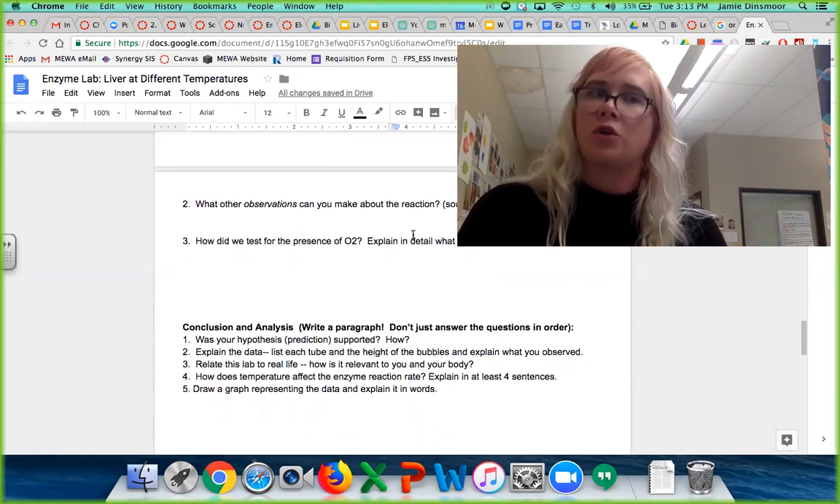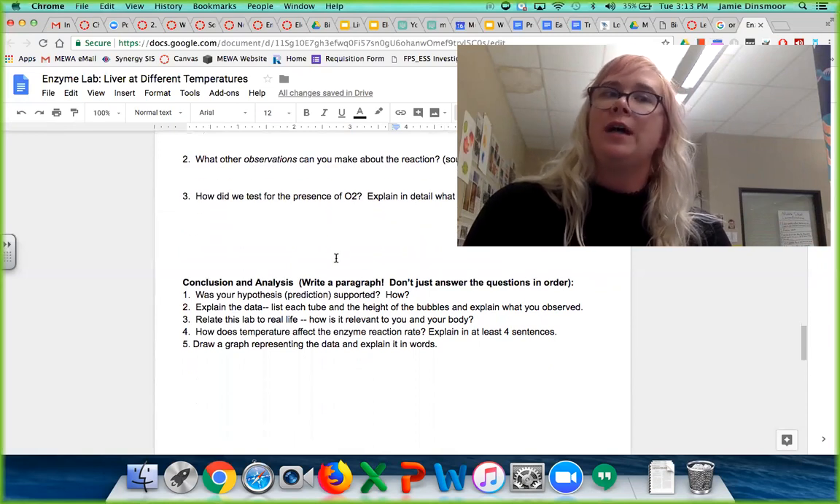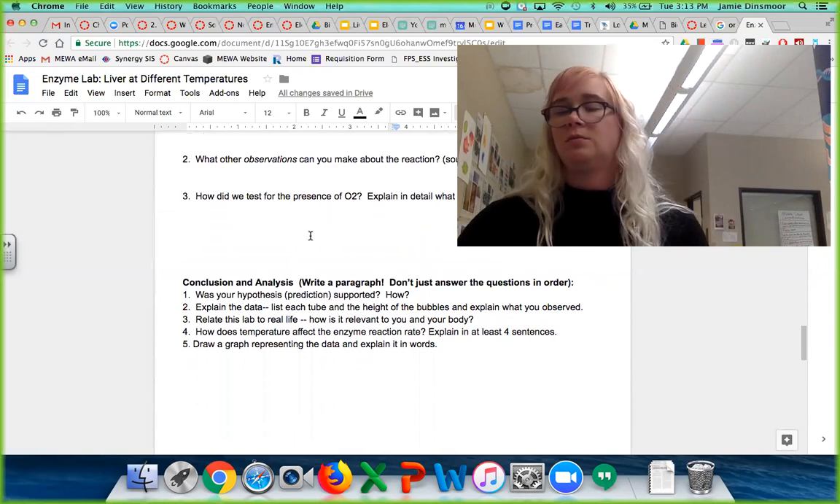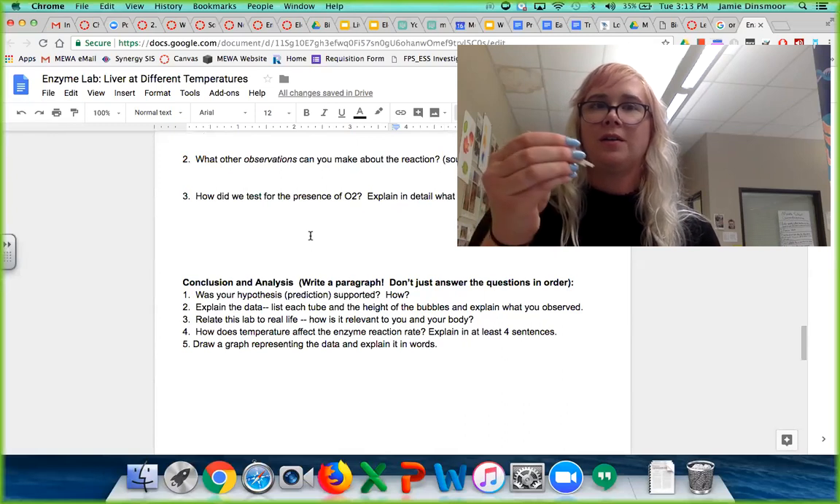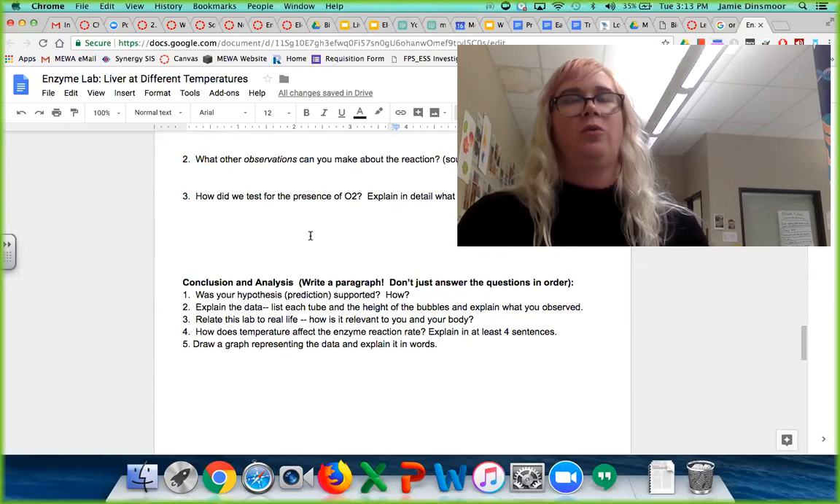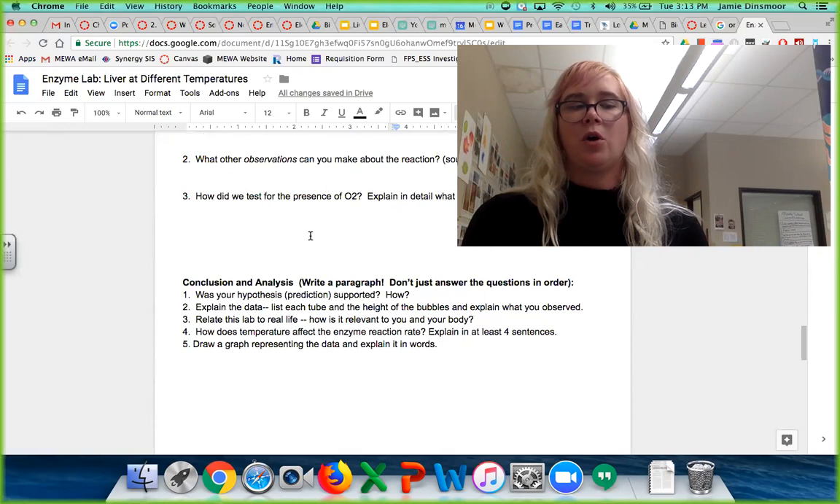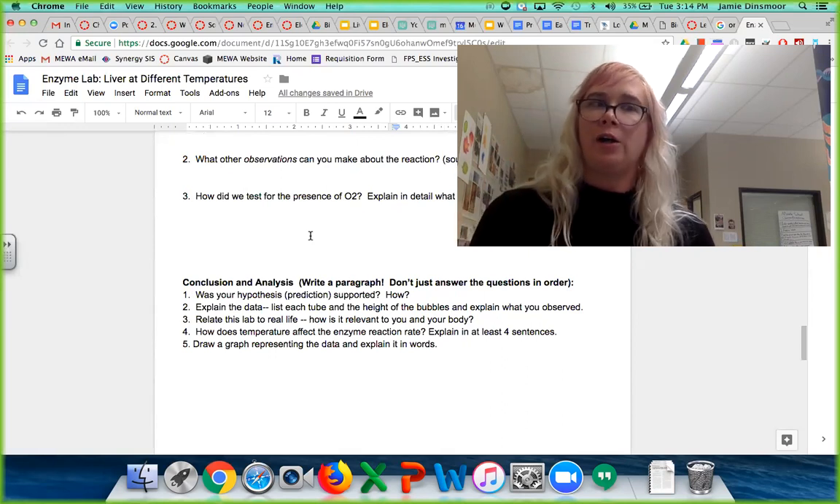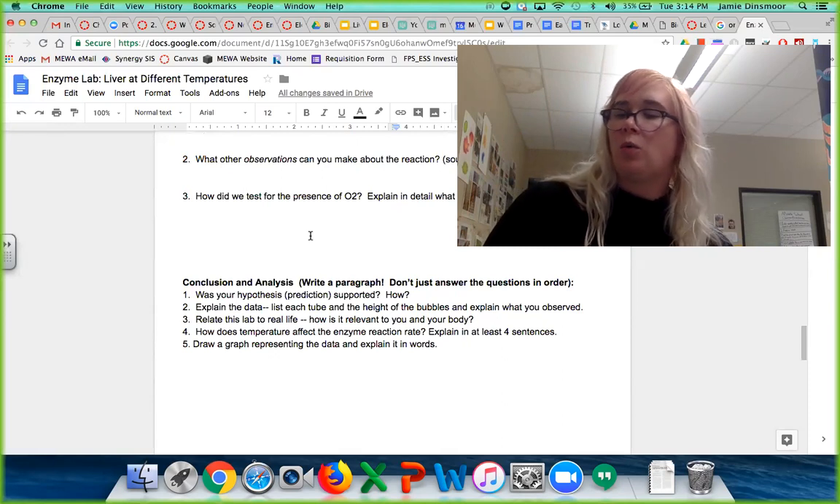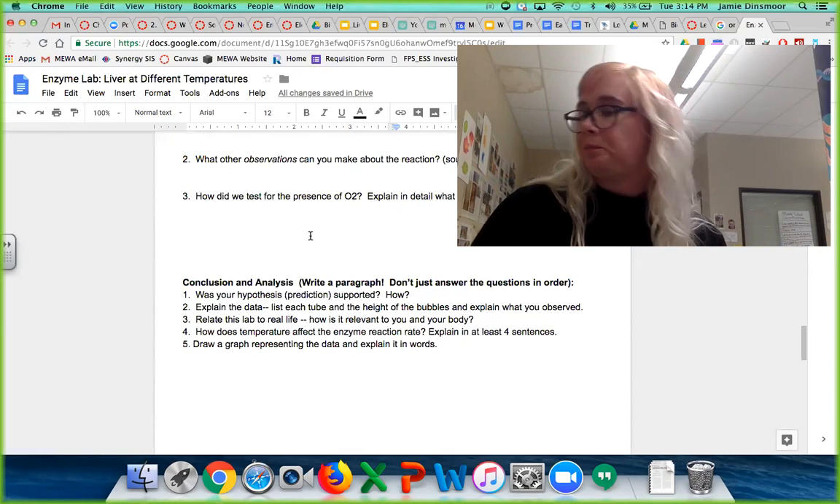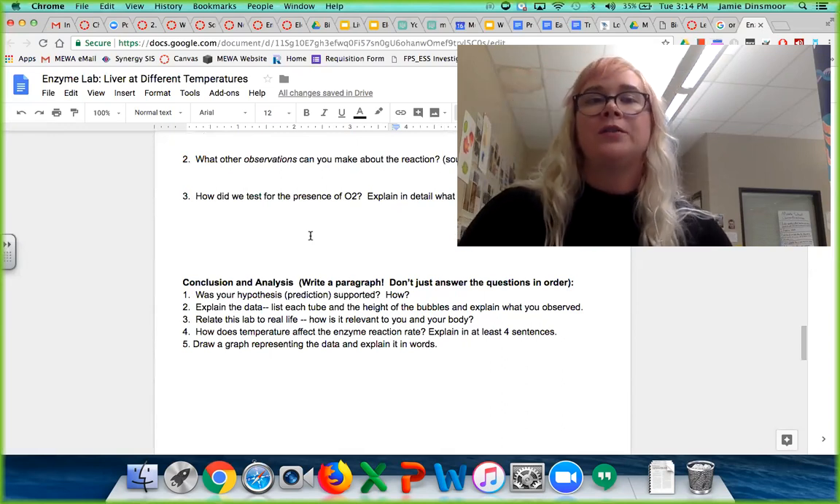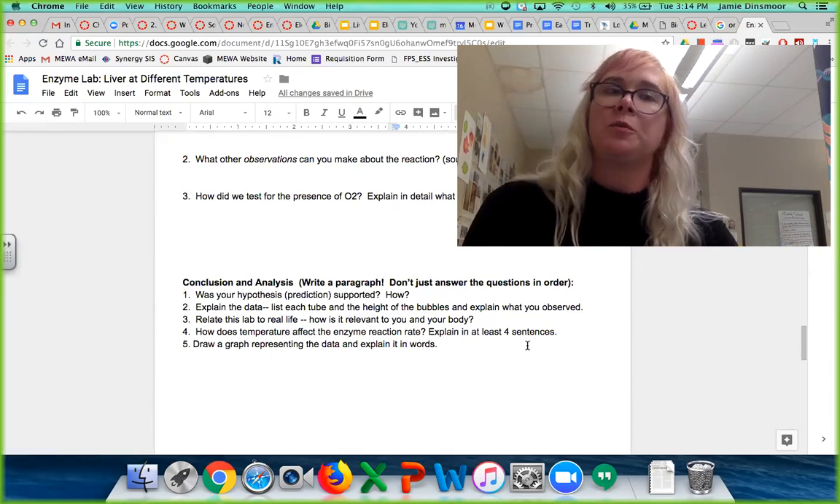How did we test for the presence of oxygen? Well, that was with the ember, right? Where I literally put an ember over the reaction and it reignited because the oxygen fueled the fire. So that's a good way to prove that oxygen's being released and it wasn't something else. Otherwise, the rest of these questions you should be able to explain.